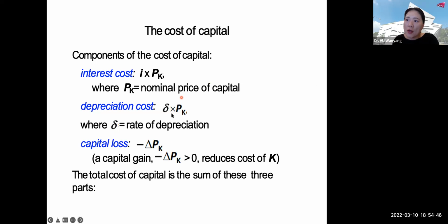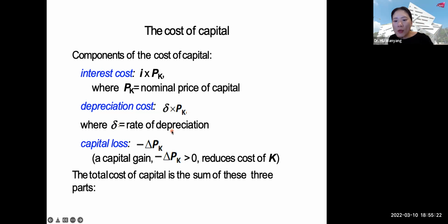Let's use PK to indicate the nominal price of the capital. We multiply this nominal price by the interest rate, where I is the interest rate, and then we get the interest cost. This is actually more like an opportunity cost.